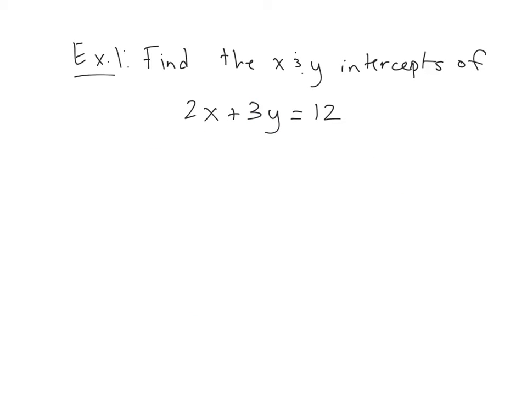All right, here's our first one. We're going to look at finding the x and y-intercept of 2x plus 3y equals 12. So I'm going to go through them one at a time and find the x-intercept and the y-intercept, and then tomorrow in day 2 we're going to work on learning how to graph this.